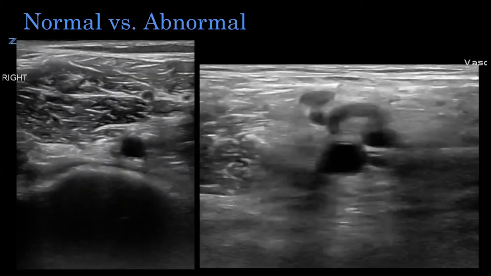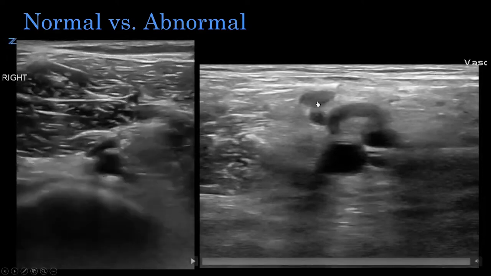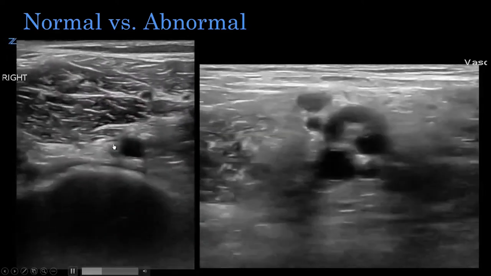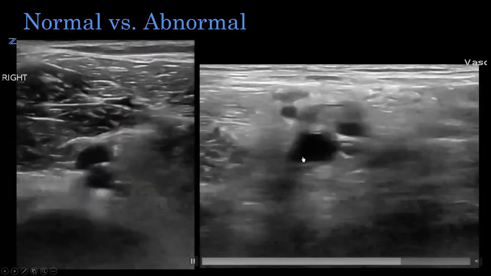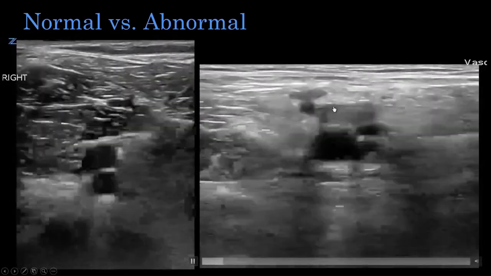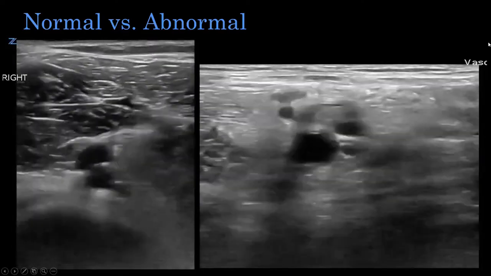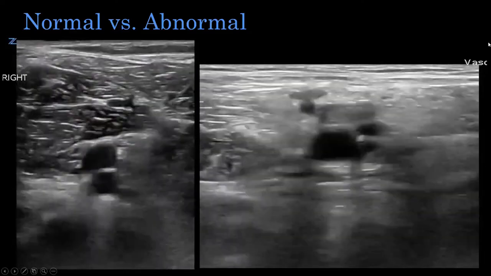So comparing normal anatomy versus abnormal. So you have your popliteal vein with compression, the lumen completely disappears. In contrast, in this patient, you can see that there's a clot sitting within the vessel and that it's not collapsing fully.